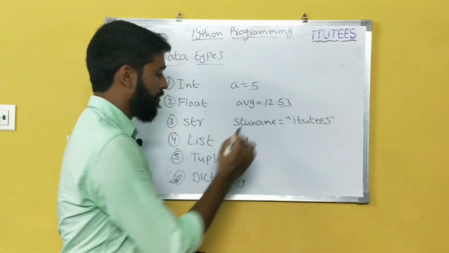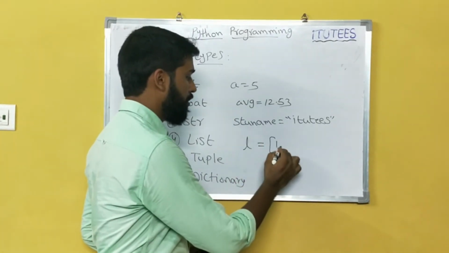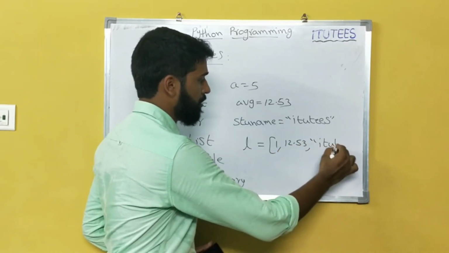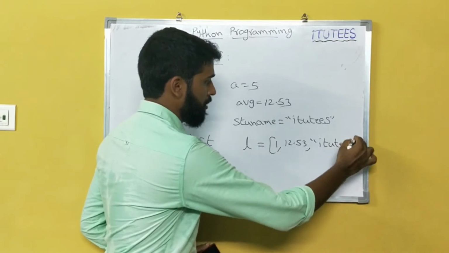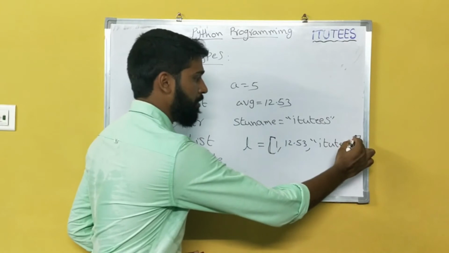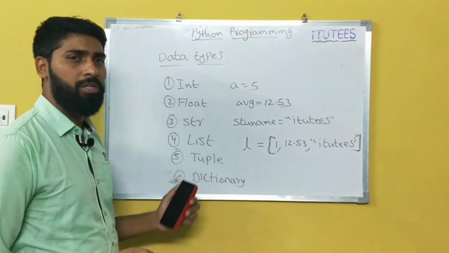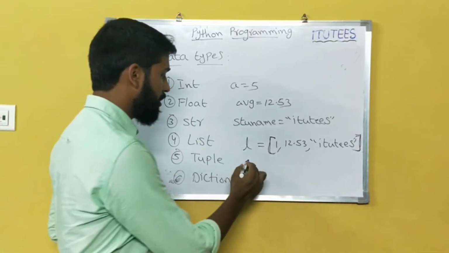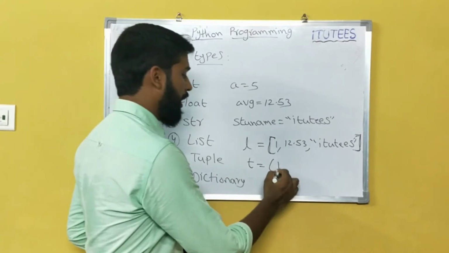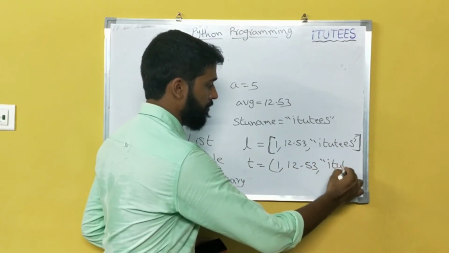For example, I am defining a list. A list is the combination of different items. L equals to 1, 12.53, ITUTs. This is the list. The list starts with a square bracket and ends with a square bracket. A tuple is also similar to a list, but there are small differences. We can define the tuple by using the brackets, and you can give the items.